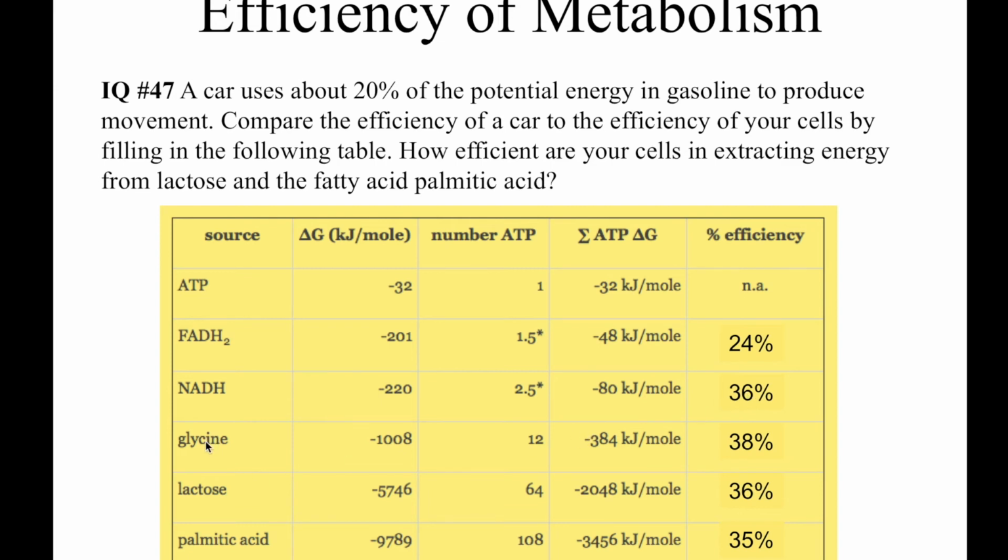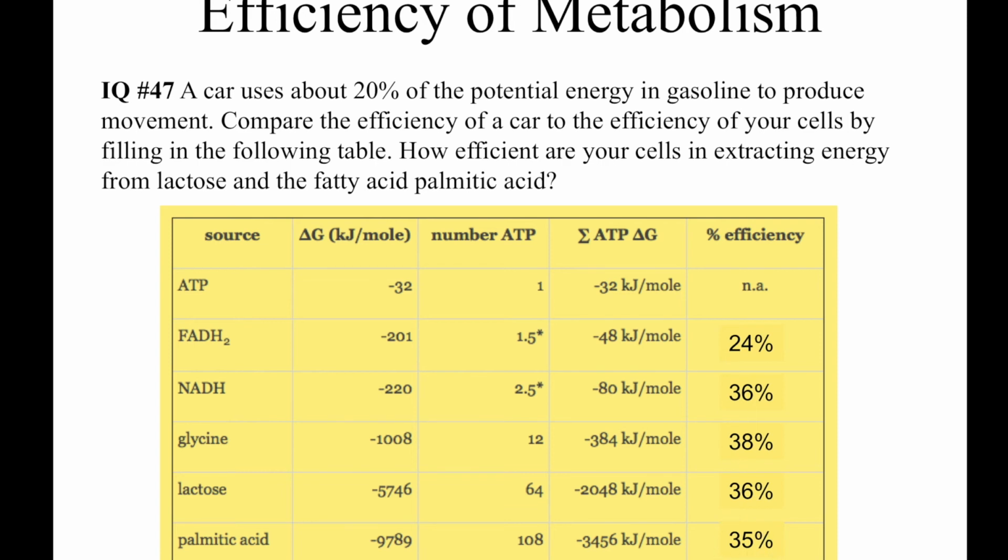Glycine, we haven't talked about this yet, but we will in the next podcast, how you break down stuff that is not carbohydrate. So glycine is an amino acid. If you're breaking down protein, you get about 38% of the energy. Lactose is what we started with in this series when we're talking about carbohydrates. Lactose is broken down first into galactose and glucose, and then we follow glucose throughout the whole system. And you get about 36% of the energy. Palmitic acid, about 35% of the energy.